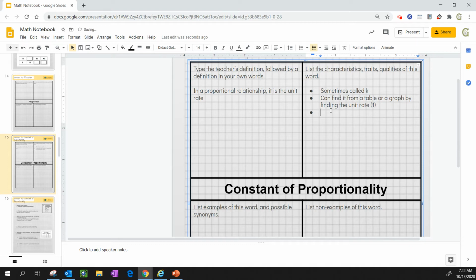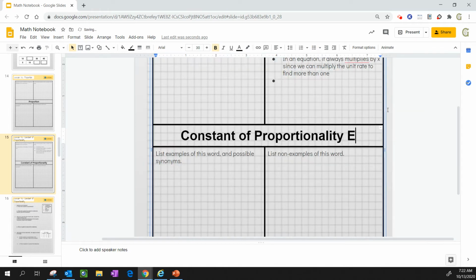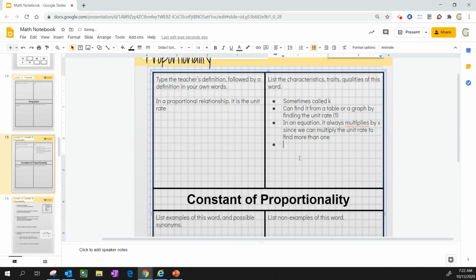Last thing to put here would be in an equation, it always multiplies by x, since we can multiply the unit rate to find more than one. So as an example, our example for that would be y equals kx. So that's how you're going to see your formula a lot. And then this k right here would be where it is.